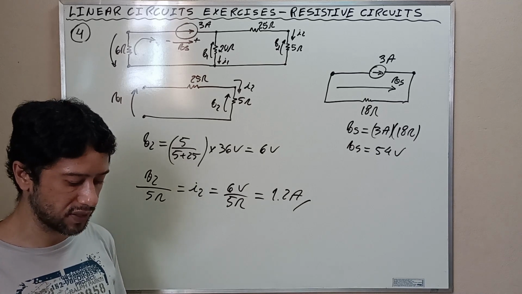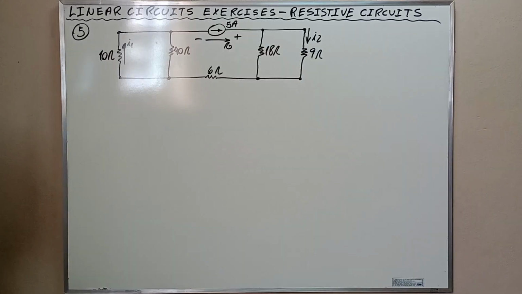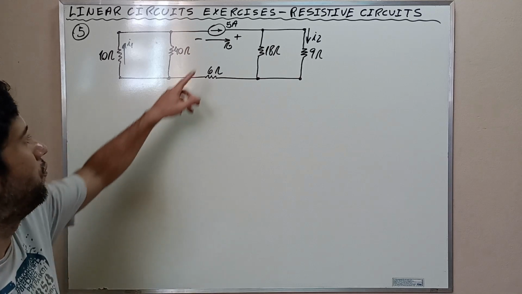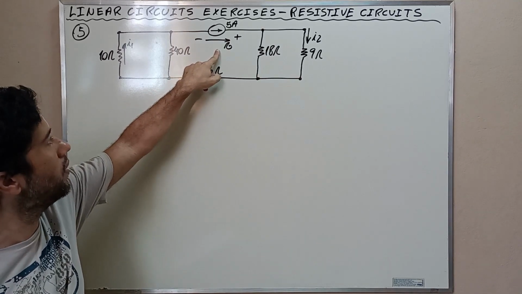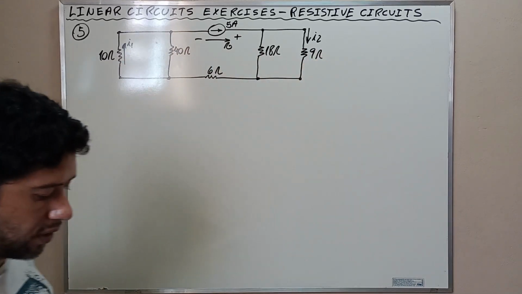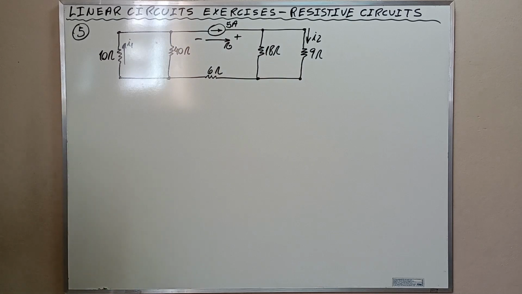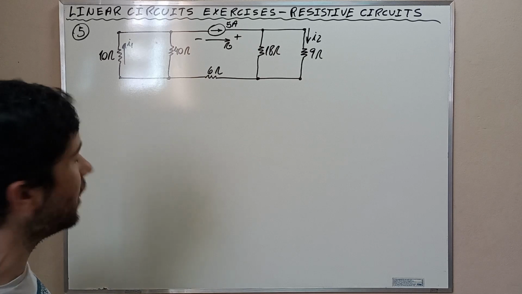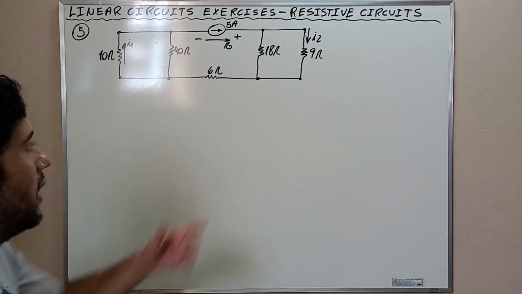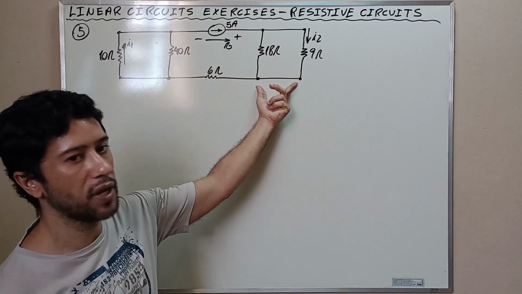Let's move on to the other exercise, to exercise number 5. Exercise number 5 now. Find the voltage V and the currents I1 and I2 for the circuit on the board. Alright, my friends, this is what the exercise wants us to calculate, and this is what we are going to do. And as we did before in the previous exercise, we are going to combine resistances in series and in parallel. Let's begin with this combination here.